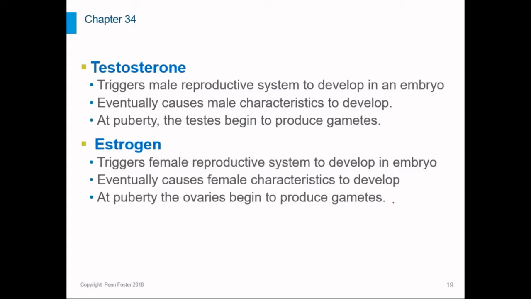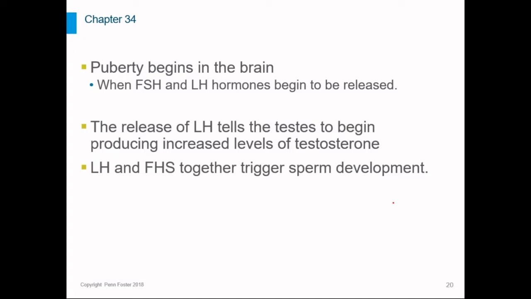Estrogen does the same for females. It triggers reproductive system in embryo and causes female characteristics to develop. And then at puberty, the ovaries begin to produce their gametes, which are the eggs. For both sexes, puberty begins in the brain when two hormones begin to be released. Those hormones are FSH and LH. The release of LH tells the testes to begin producing increased levels of testosterone, and LH and FSH together trigger sperm development.